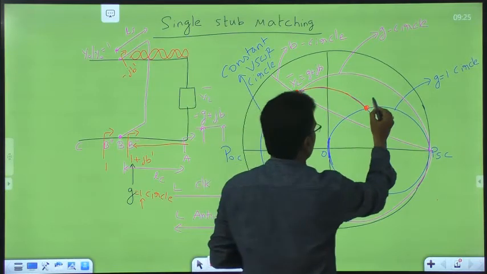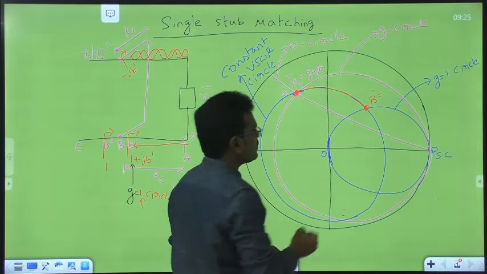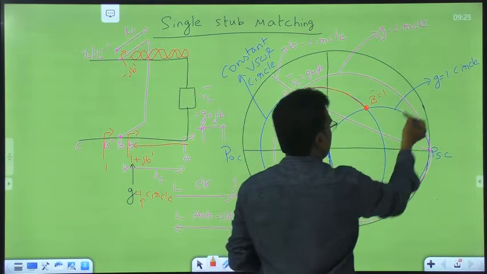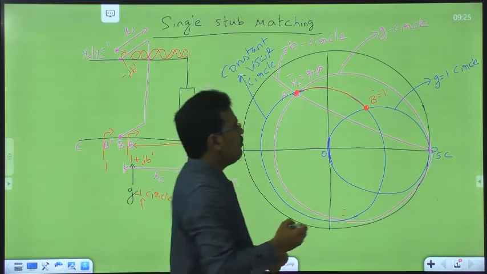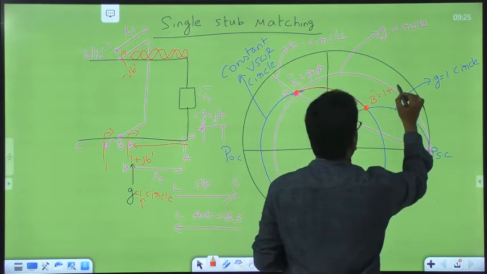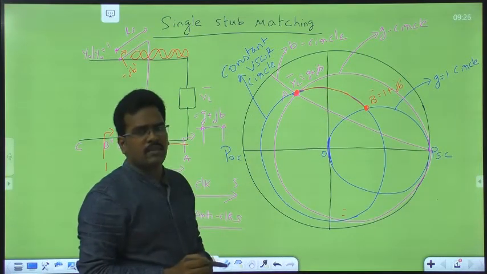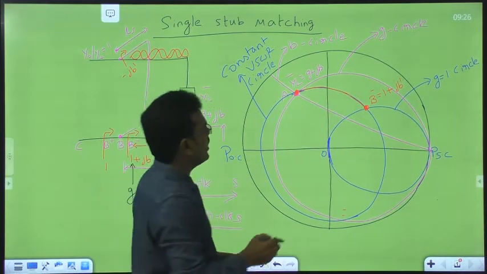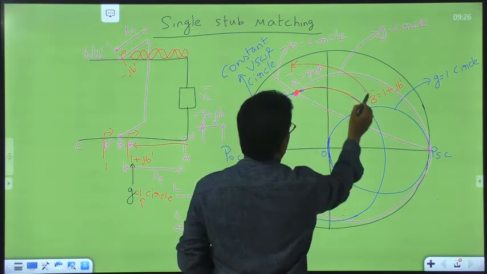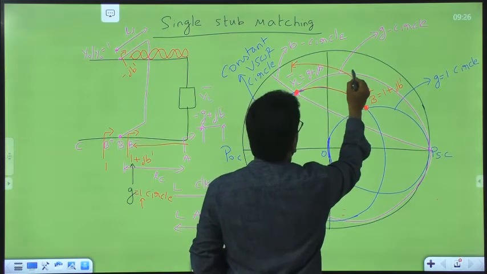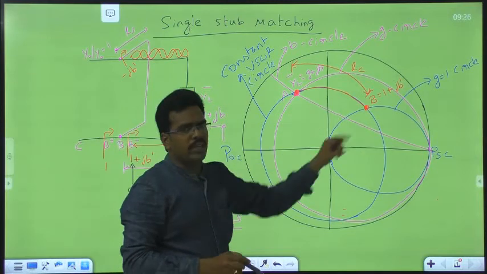So this is nothing but your B minus point. At B minus, what is the admittance? Real value is 1, definitely, because it lies on the G is equal to 1 circle. The real part is 1. What about the imaginary part? I don't know what the value is, so for that reason I am taking it as some jB dash. Okay. So the distance from A to the B minus point is called the location of the stub. The distance between A and B.